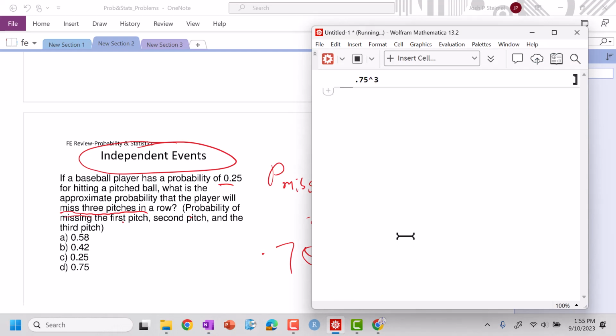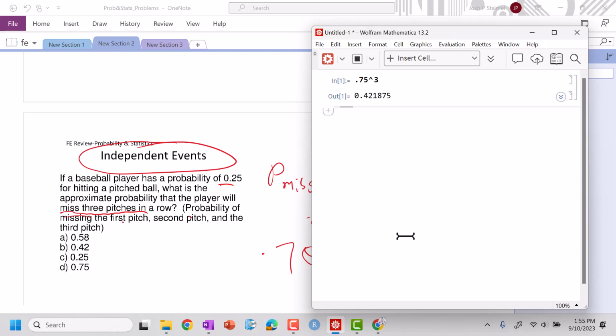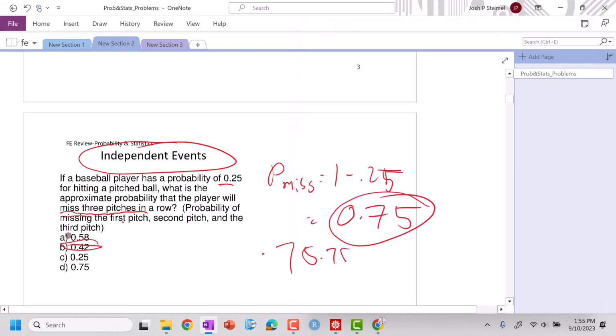That will give us something once the Mathematica wakes up. We're just waiting for it. About 0.42. There we go. So let's go on to the next one.